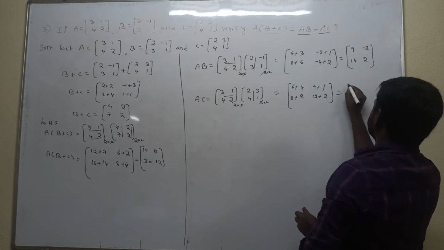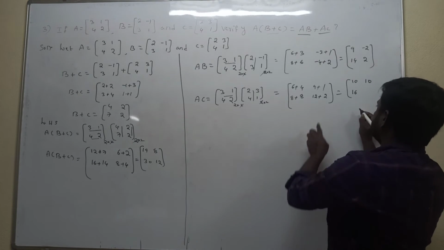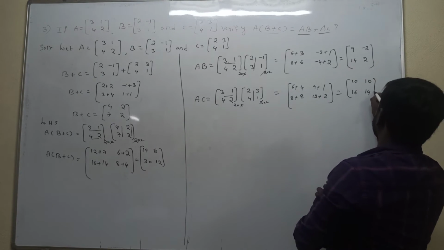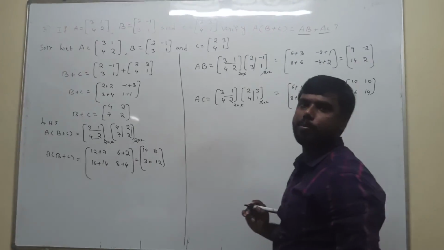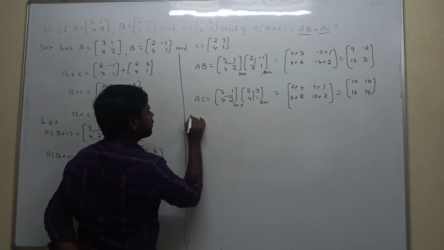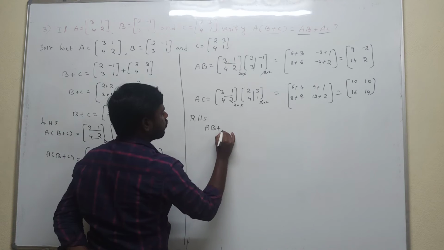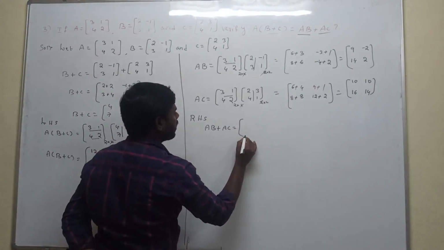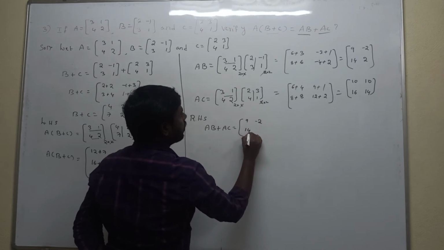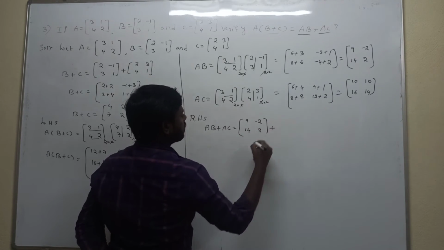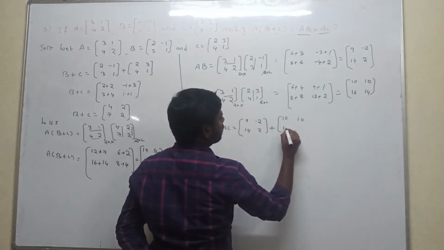Simplify these values. 6 plus 4 is 10. 9 plus 1 is 10. 8 plus 8 is 16. 12 plus 2 is 14. This is the AB matrix and this is the AC matrix. After that, to calculate AB plus AC, take the RHS to simplify. The AB matrix we are getting is [9, -2; 14, 2], plus the AC matrix, which is [10, 10; 16, 14].